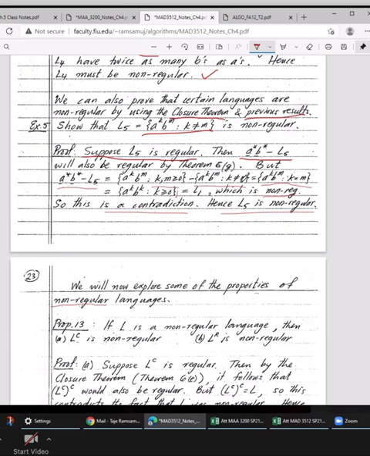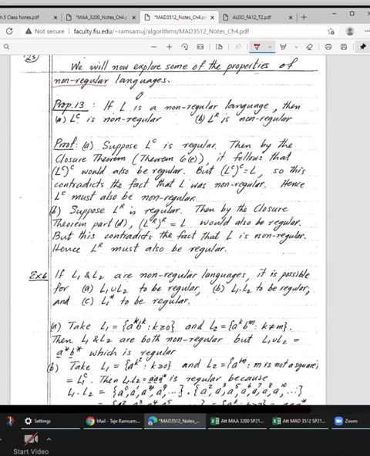But we will now explore some non-regular languages. So here is the question. If L is a non-regular language, then L complement is non-regular. And then L^R is non-regular. So you're thinking, oh, if you are bad, then your complement is bad. And then when you turn you around, you are still bad. The reverse kind of, right?